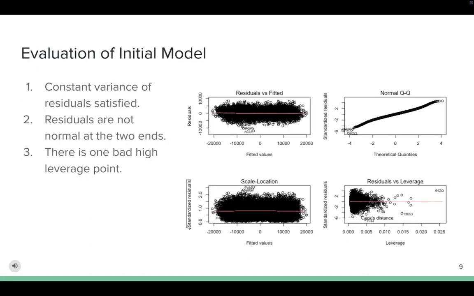In order to do the diagnostic for the initial model, we created a 4-plot graph. In the graph, we can find that the constant variance assumption is satisfied, while the normal distribution assumption was not satisfied at the two ends, and there is only one high leverage point. Since the leverage is within -4 to 4, it is not a bad leverage point.